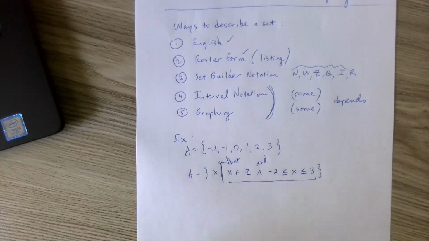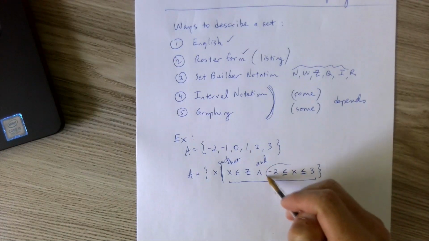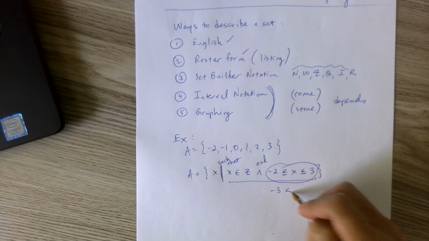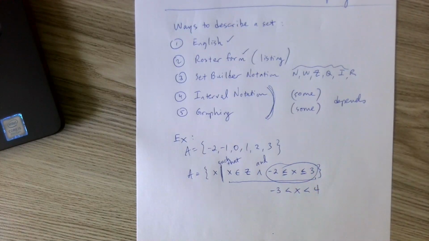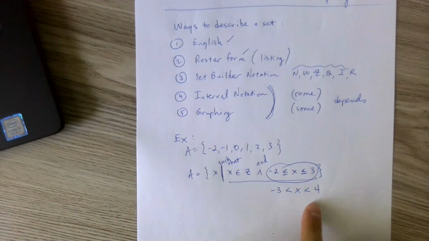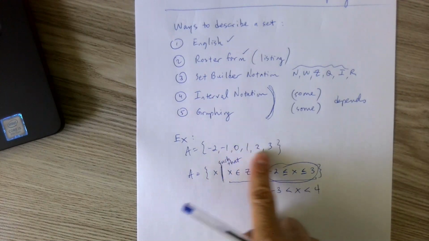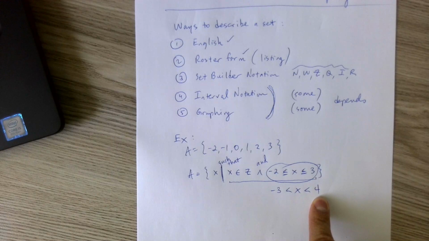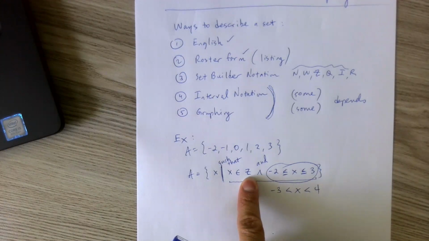Now there are a couple variations. It's not so strict that you have to write it like this. This part of the description, you could say this. You could say -3 is less than x, which is less than 4. That doesn't change anything about what the 6 elements are, because now I'm saying x is greater than -3, and remember it's an integer, so that means the lowest value x could be is -2. And it's less than 4, so the highest value that x could be is 3, because we're limited to integers.